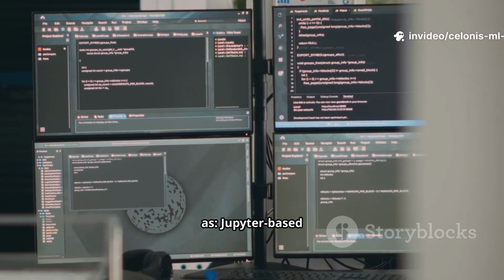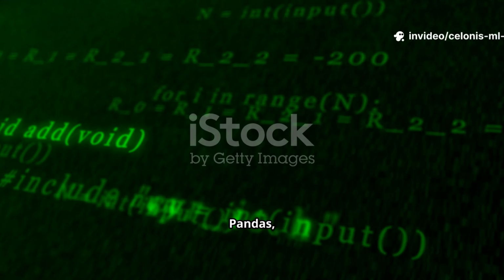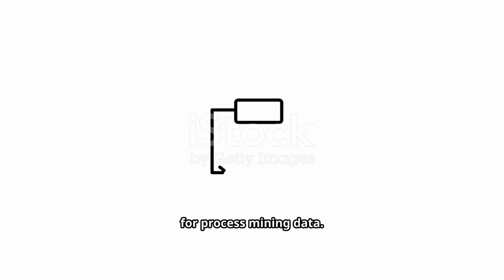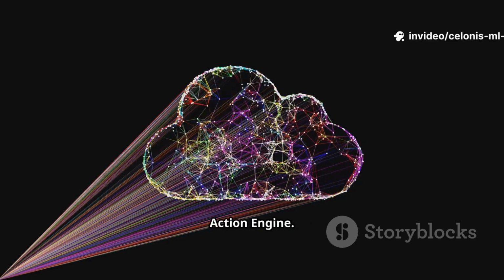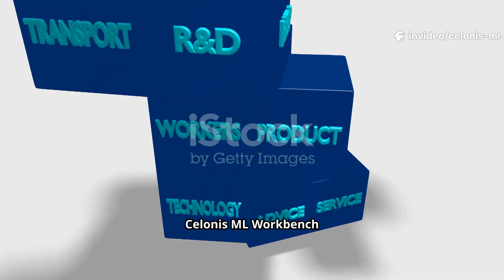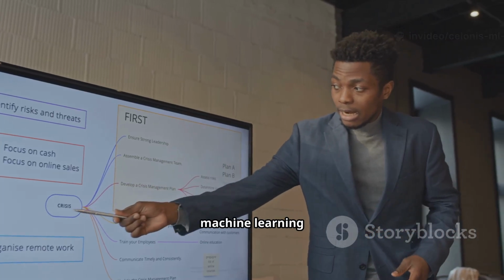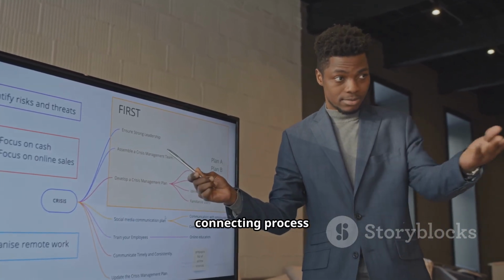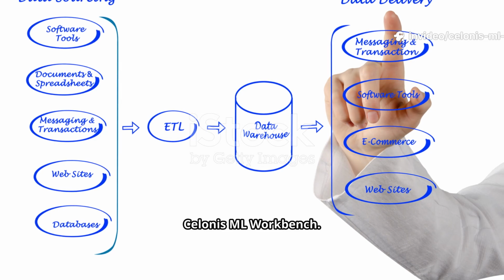Explain parts such as Jupyter-based notebook environment, integration with Python, Pandas, scikit-learn, TensorFlow, etc. Built-in connectors for process mining data. Deployment of ML models into Celonis Action Engine. Question 3. What differentiates Celonis ML Workbench from traditional ML platforms? Highlight its focus on integrating machine learning with process mining use cases and how it streamlines connecting process event data to ML workflows.